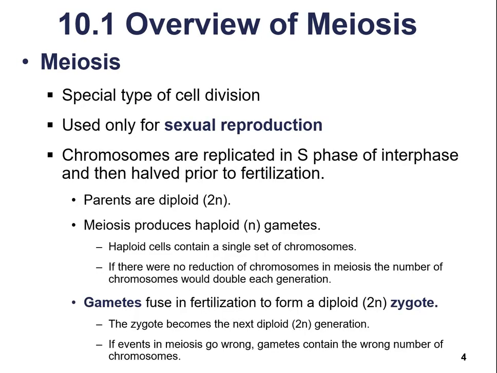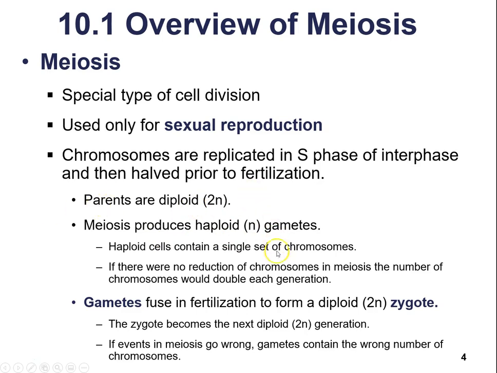So again, meiosis is a special type of cell division that only occurs in your gametes, in your sex cells. It's used only for sexual reproduction. It is not used for growth and repair or anything like that. Like I said, it only occurs in the ovaries and in the testes. Just like we saw with mitosis, you still have chromosomes that are replicated in S phase, and then they're halved prior to fertilization. So you're going to end up with gametes that have a haploid number.